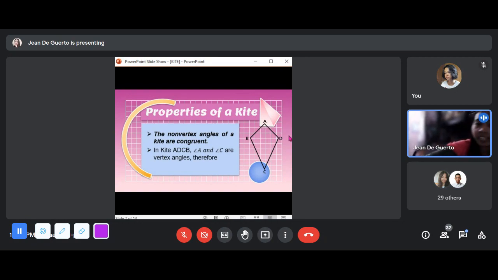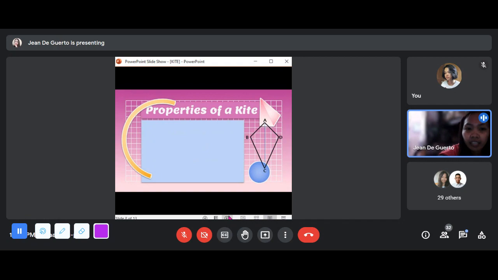So in this kite ADCB, since angle A and angle C are vertex angles, therefore angle B and angle D are non-vertex. That means angle B and angle D are congruent. Okay? Next property: one diagonal bisects a pair of opposite angles. Again, the diagonal being referred to there is the symmetry line.